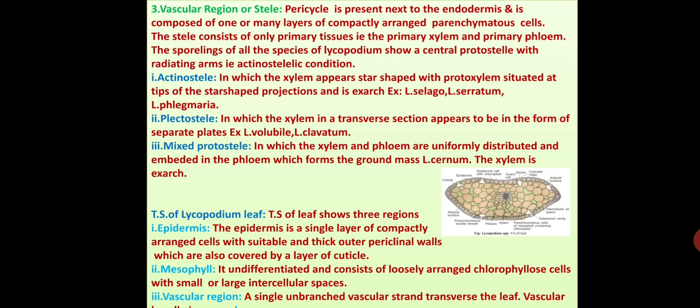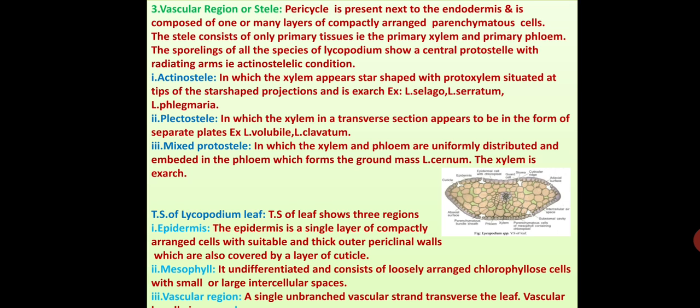Next, in the vascular region or stele, the pericycle is present next to the endodermis, and it is composed of one or many layers of compactly arranged parenchymatous cells. The stele consists of only primary tissues. There is a primary xylem and primary phloem.